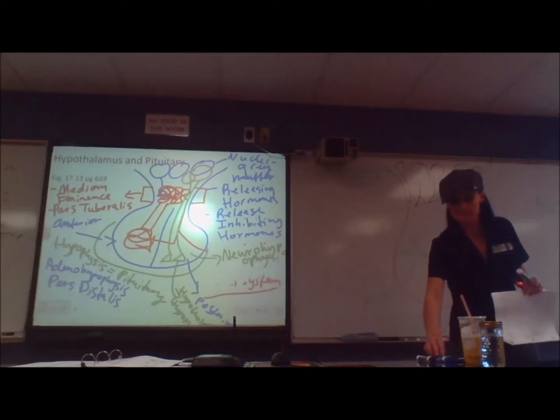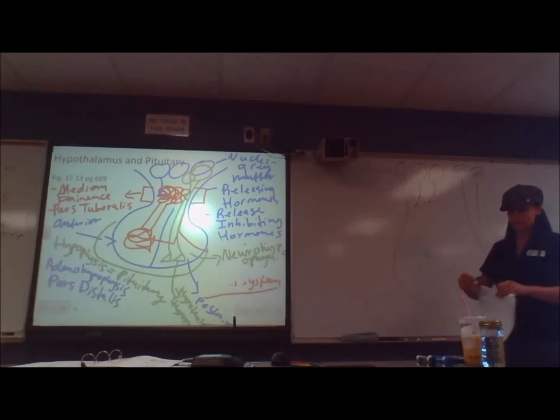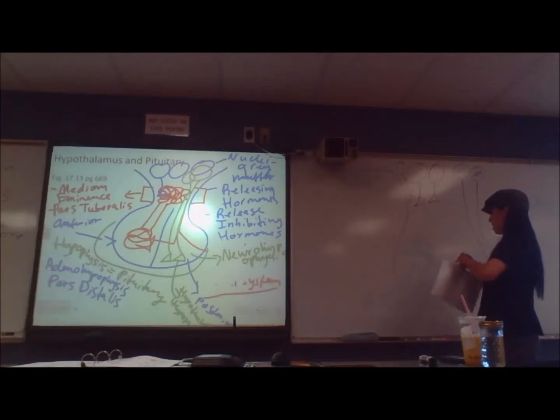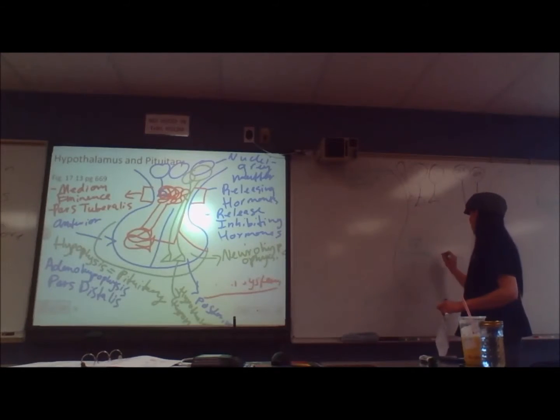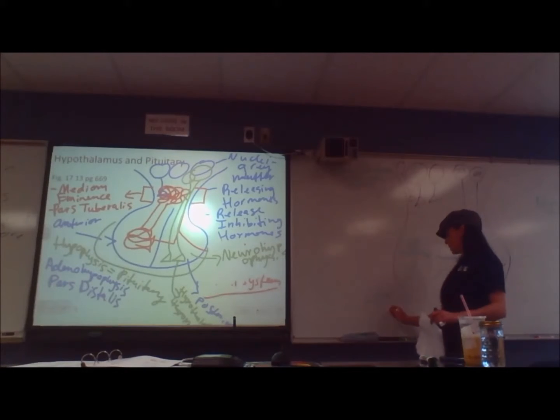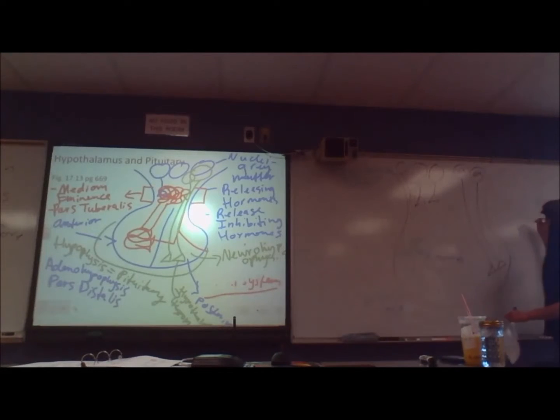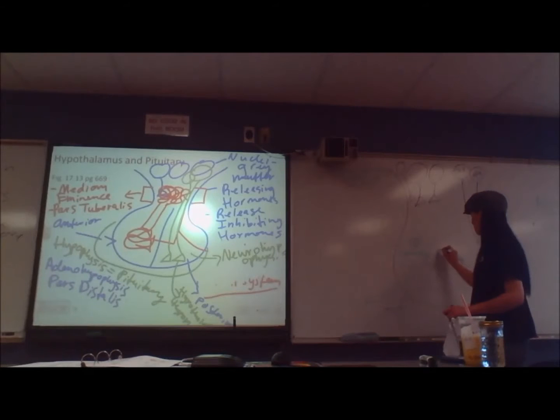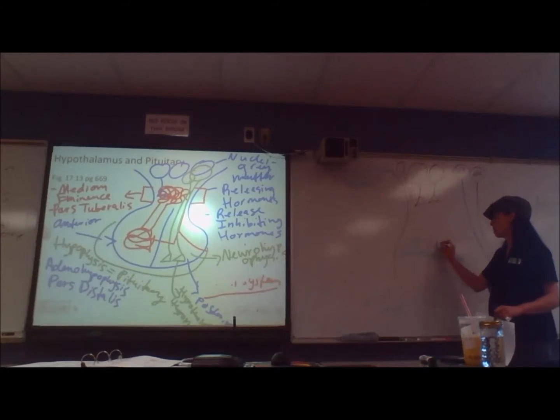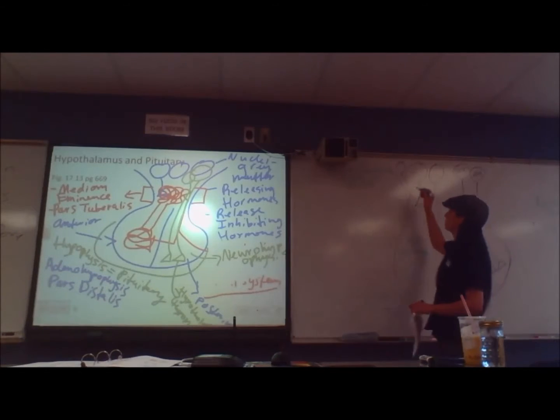All right. So what's another one? Other cell types that we have in the anterior pituitary are called thyrotropes. And they release a hormone called TSH. TSH is thyroid stimulating hormone. Thyrotropes have receptors for a releasing hormone called TRH, or thyrotropin releasing hormone.